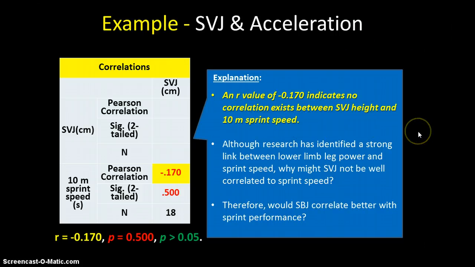Now, you might think, well, actually it's all power, jumping and sprinting. However, in discussion it would be worth mentioning that perhaps the muscles that you use for one are different from the muscles that you use for the other, and that might account for this variation or this lack of relationship.